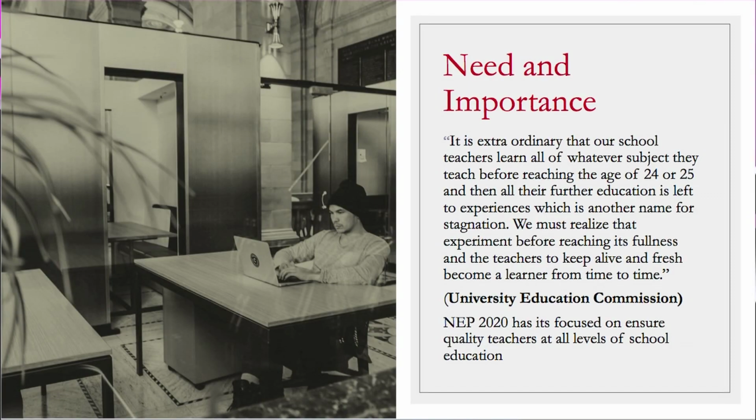It has been mentioned that it is extraordinary that our school teachers learn all of whatever subject they teach before reaching the age of 24 or 25, and then all their further education is left to experience, which is another name for stagnation. We must realize that experiment before reaching its fullness, and teachers, to keep alive and fresh, must become a learner from time to time.